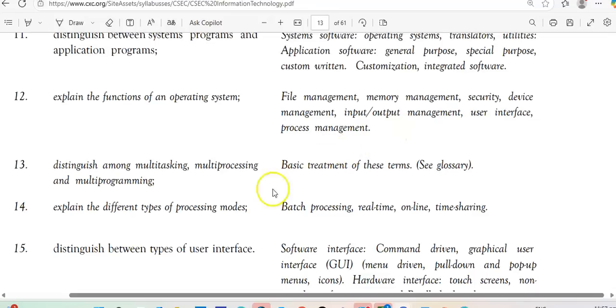Now, distinguish among multitasking, multiprocessing, and multiprogramming. What do you think these words mean? Multitasking refers to the ability of an operating system to execute multiple tasks or processes concurrently, sharing the same resources such as memory. In multitasking, the operating system switches between tasks quickly, creating the illusion of simultaneous execution.